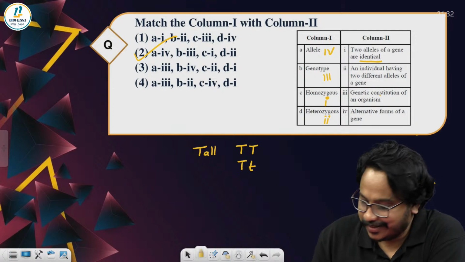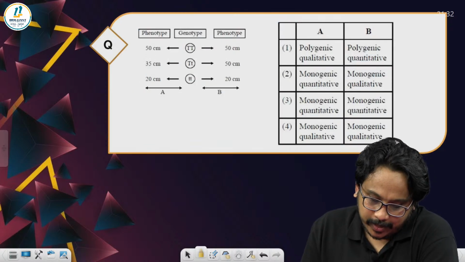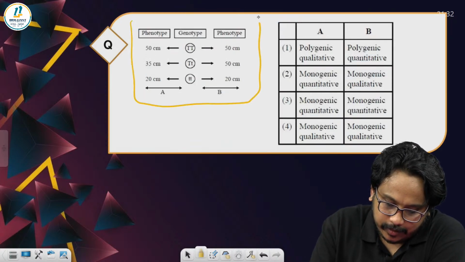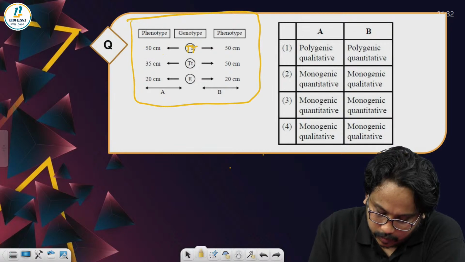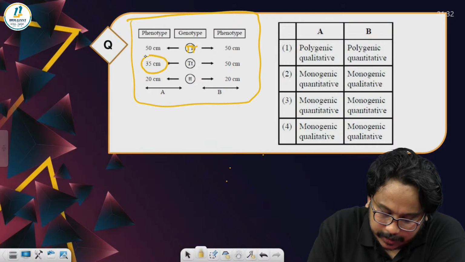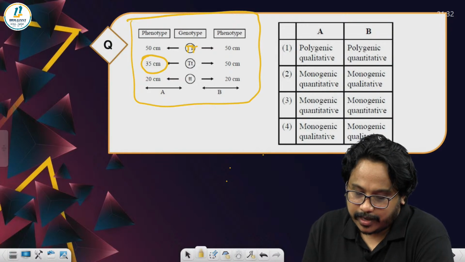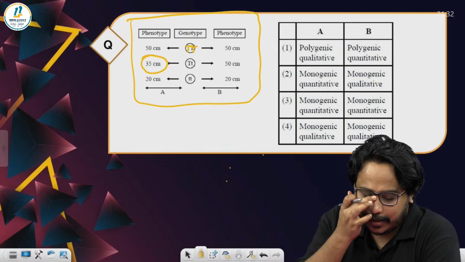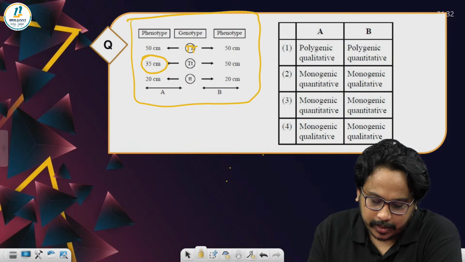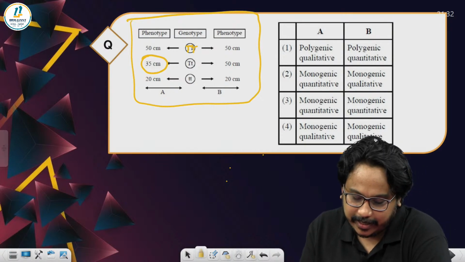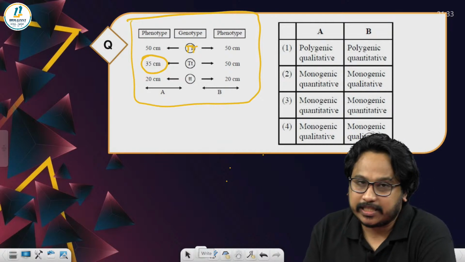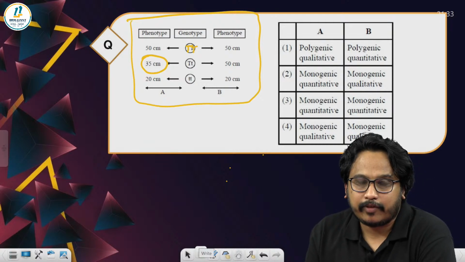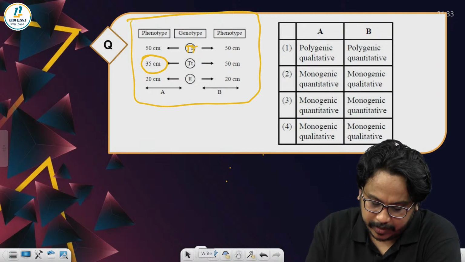Okay, got it. Now next one. Here, look at here. You can see homozygous condition. It is having 50 centimeter genetic composition. But in heterozygous condition, it's not the full character that is coming. So if a character is coming in homozygous condition and heterozygous condition differently, understand it is a monogenic quantitative inheritance. Best example given in NCERT is the flower color in incomplete dominance.